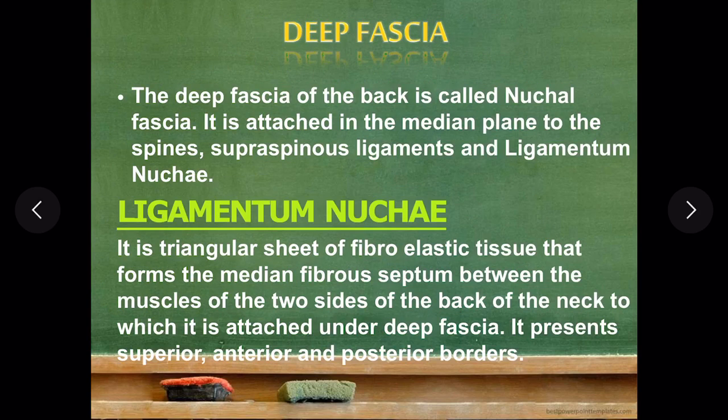The deep fascia of the neck is known as the nuchal fascia. It is attached in the median plane to the spine, the supraspinous ligament and the ligamentum nuchae. The ligamentum nuchae is a triangular sheet of fibroelastic tissue that forms a median fibrous septum between the muscles of the two sides of the back, to which it is attached under the deep fascia. It presents superior, anterior, and posterior borders.